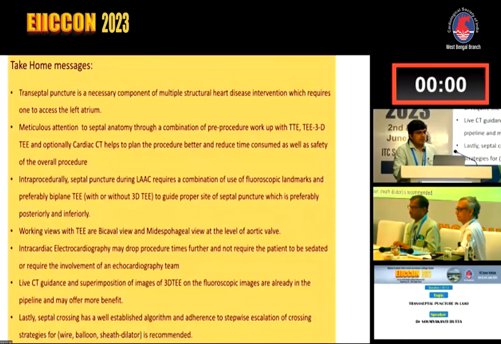So the take-home message from today's topic is that transseptal puncture is absolutely necessary. Generally, a transthoracic or transesophageal approach is necessary. Cardiac CT helps us in evaluating not only the lobes but also the anatomy of the left atrial appendage. We must have experienced hands for septal puncture, but over time the recent advances have helped us.